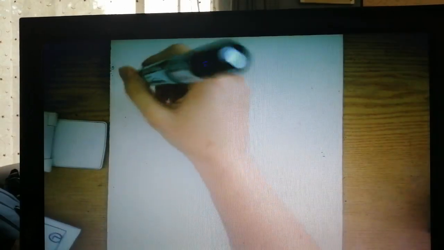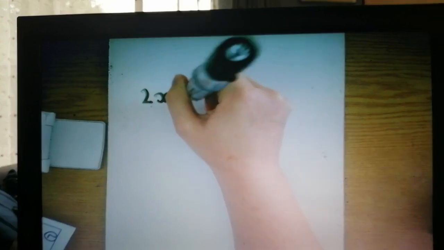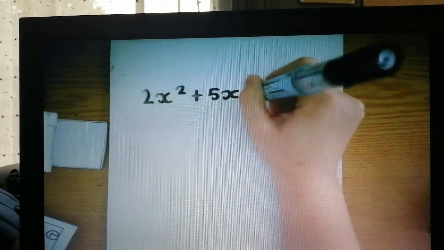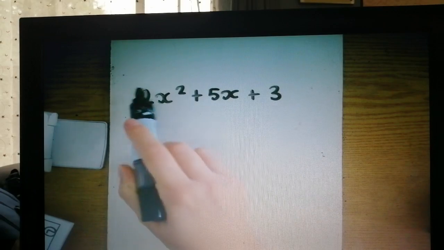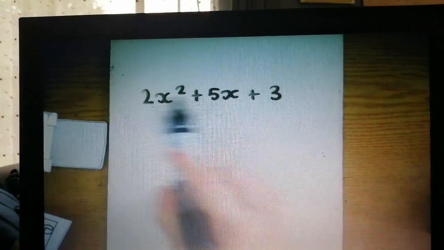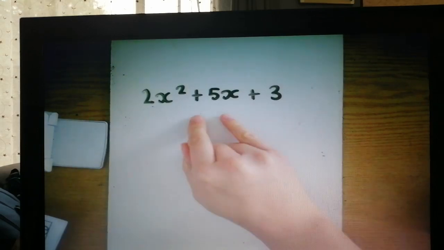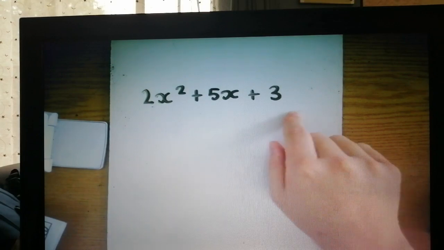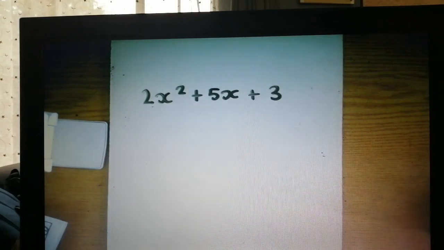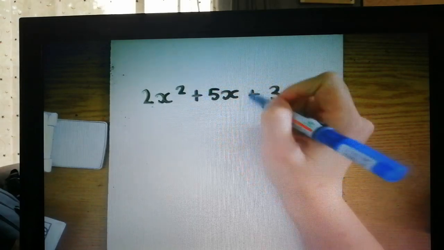Example 1 looks like this. It says factorize 2x squared plus 5x plus 3. So usually in grade 9, you would be able to take this out as an HCF. But can you see that 2 does not fit into either of these? I want to expand, or I'm going to expand these 3 terms into 4 terms. And how am I going to do that? I'm going to rewrite 5x in different ways.